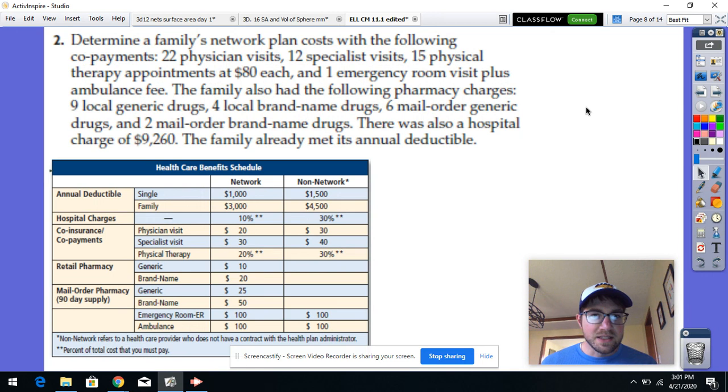Okay, we're going to try that one more time. So, determine a family's network plan costs with the following copayments: 22 physician visits, 12 specialist visits, 15 physical therapy appointments at $80 each, 1 emergency room visit, plus ambulance fee. Yikes. The family also had the following pharmacy charges: 9 local generic drugs, 4 local brand name drugs, 6 generic mail order drugs, 2 mail order brand name drugs, and a hospital charge of $92.60. And they met their annual deductible. Wow, so much.